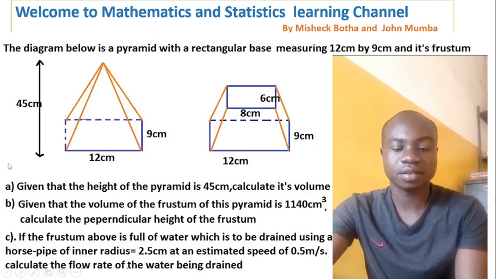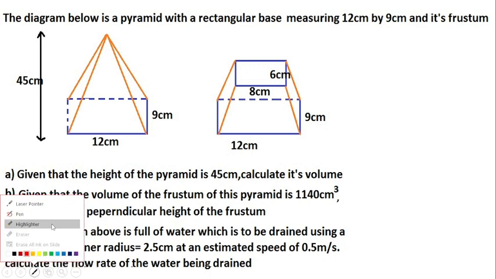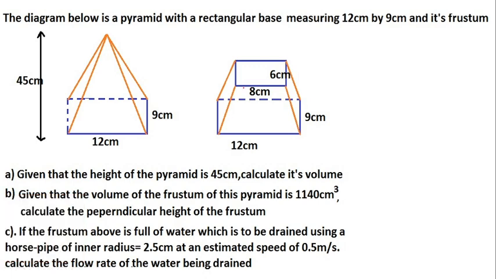So this takes us into the second stage, that is answering now the questions. We have question A, B, C. Now question A reads, given that the height of the pyramid, remember this is a pyramid, this is our frustum. Let's go to the second step where we are going to solve from. So question A says, given that the height of the pyramid is 45 centimeters, calculate its volume.